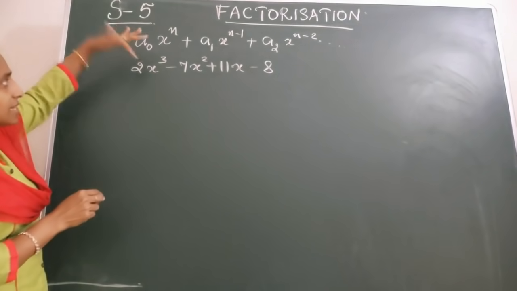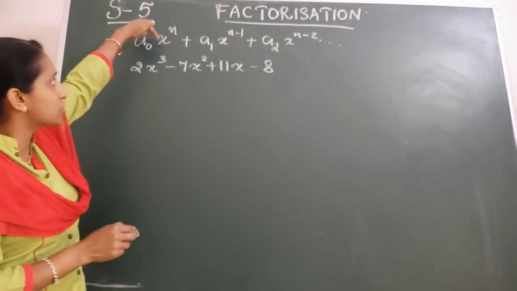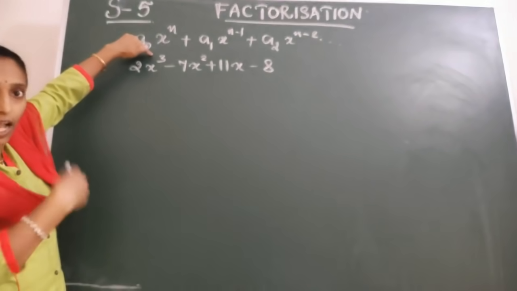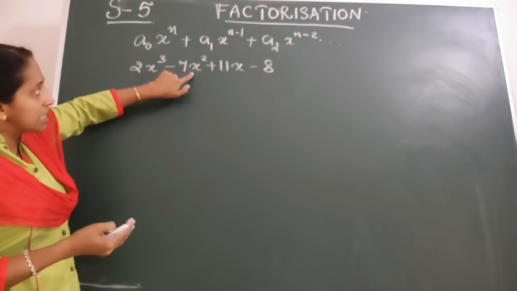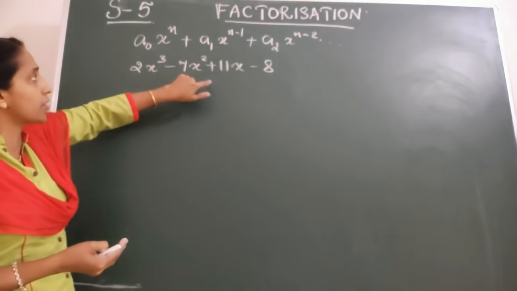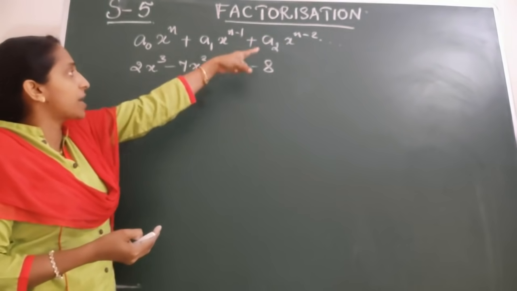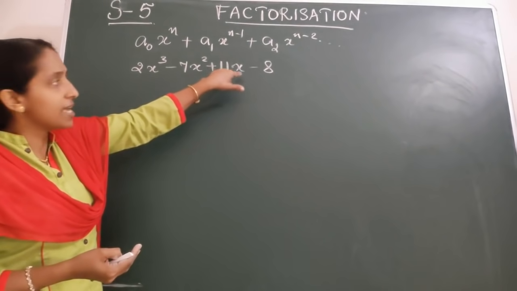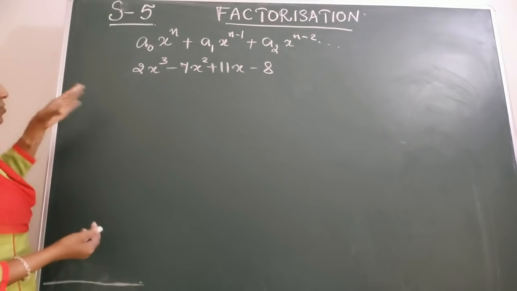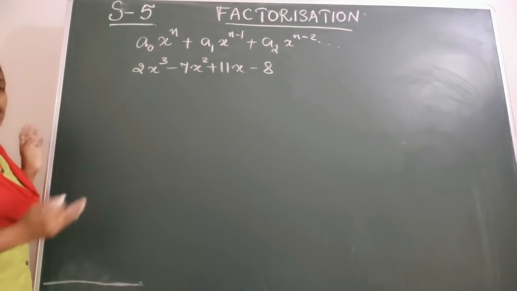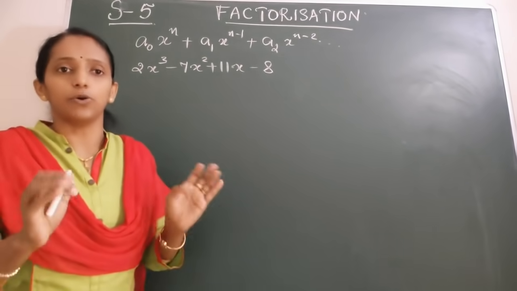Have you seen the degree? Degree is starting with 3. That is a0 x to the power n, the higher power. Then x to the power n minus 1, degree one less, then 7x square, then again x to the power n minus 2. Then 11x, and there will be a constant term at the last. So this type of expression is known as a polynomial.